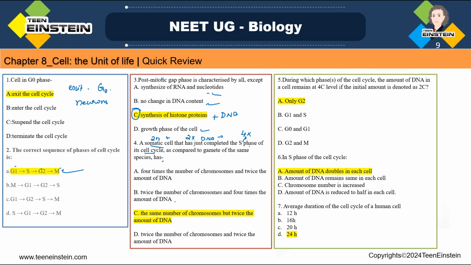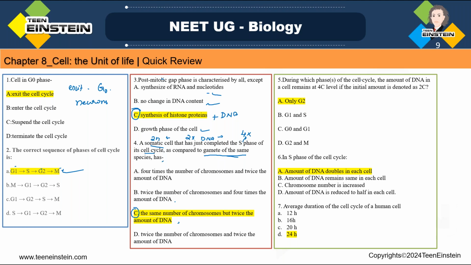So how will the gamete be? We are asking a question about the gamete of the same species. Compared to the gamete of the same species, here the same number of chromosomes, there is no change in the chromosome number, but twice the amount of DNA. So this is the right answer. Okay. Next question.